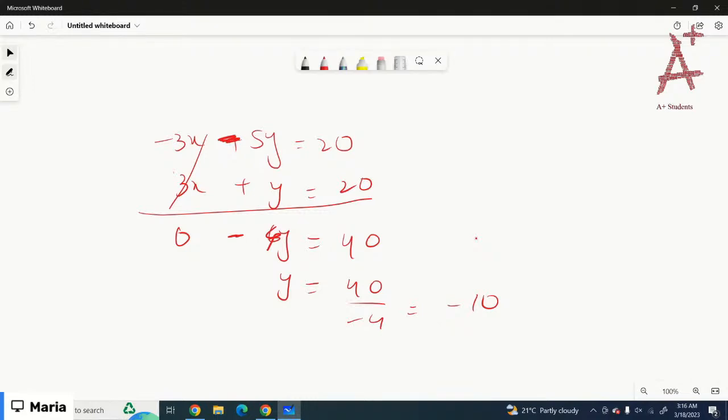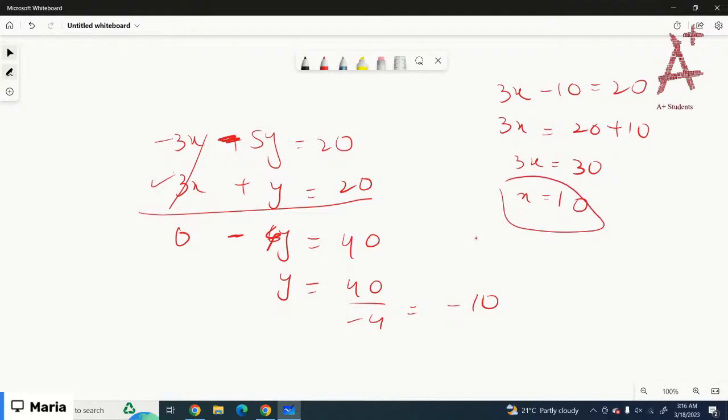Got it? Let's just replace in the second equation. 3x minus 10 equals 20. Now move that 10 to the other side. It will then be added. 3x equals 20 plus 10. So 3x equals 30 and x equals 10. Got it? That means the values are x equals 10 and y equals negative 10.